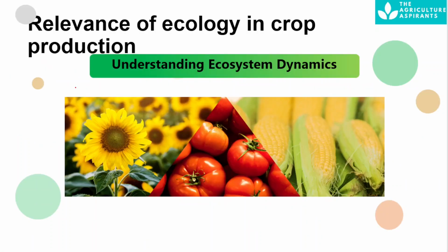What is the relevance of ecology to crop production? The first point is understanding ecosystem dynamics. After knowing the ecology of individual species, we will grow the crops accordingly, according to environment and according to species. Like if sunflower grows in a particular environment, we will grow that particular crop in that environment.